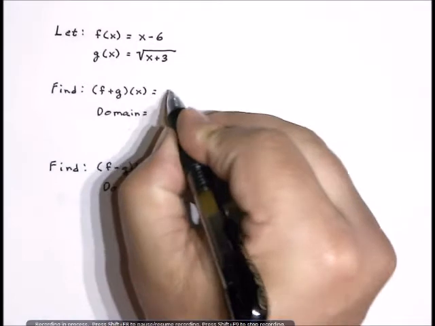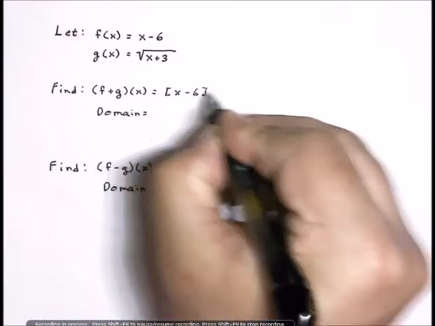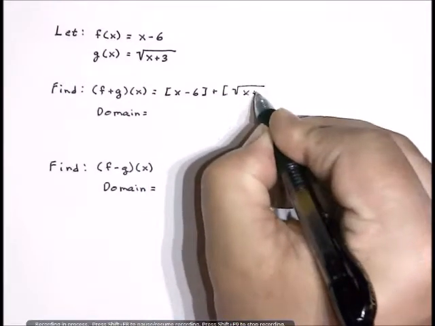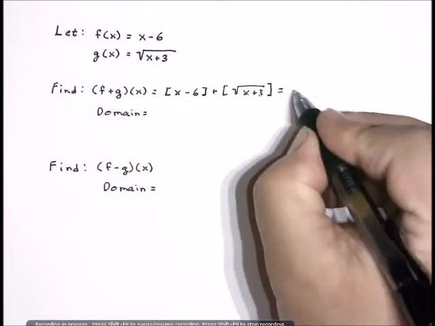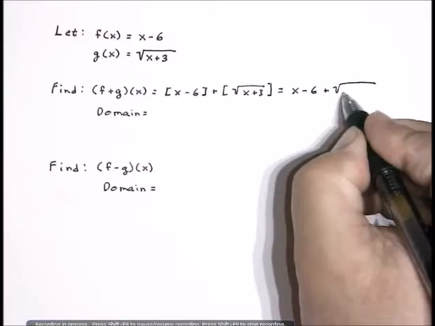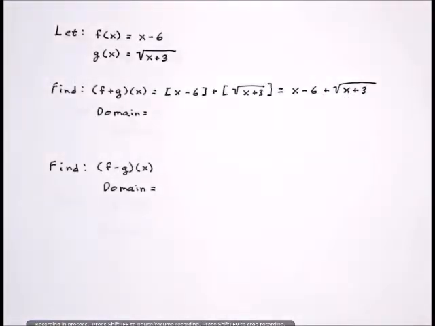Well, the first part's easy. I'm just going to take f of x, add it to g of x, and then simplify. So f plus g at x is x minus 6 plus the square root of x plus 3.